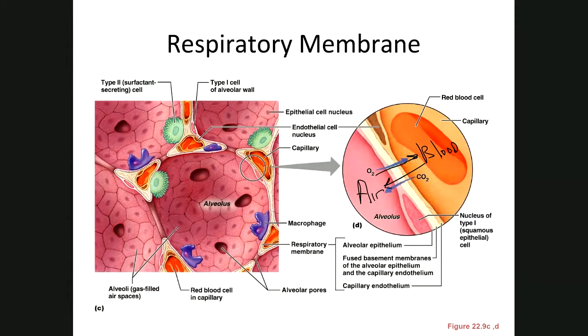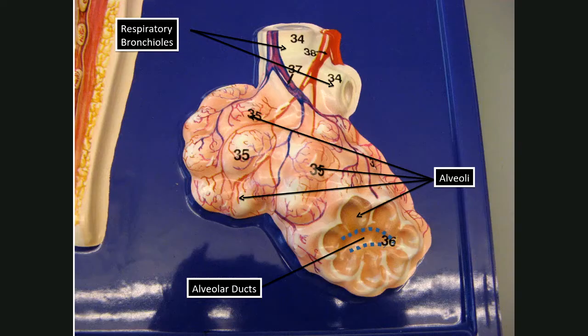Remember, there's about 300 million of these in each lung. And so the amount of surface area right here is huge. If I were to flatten out all of these alveoli, just take them and unfold them and flatten them out and put them side by side, end to end, the space is about the size of a doubles tennis court. That's how much surface area there is in our lungs.